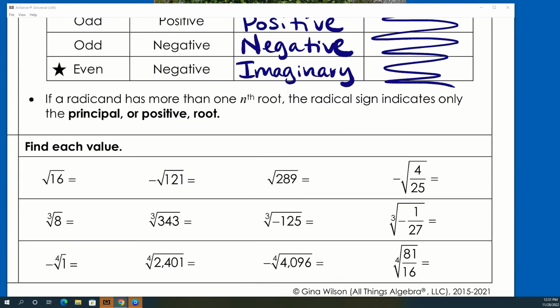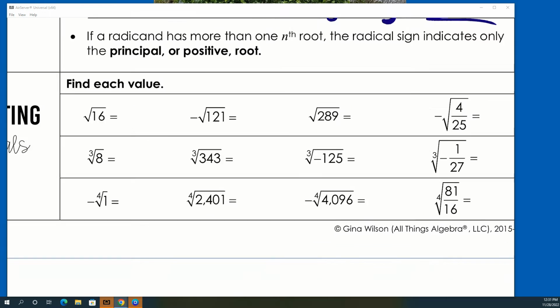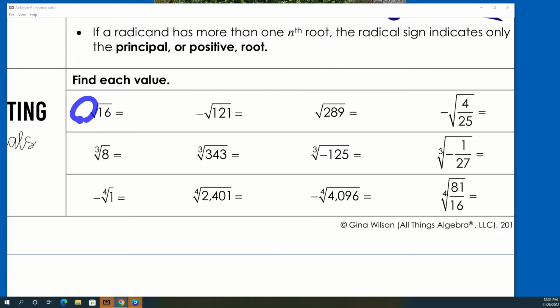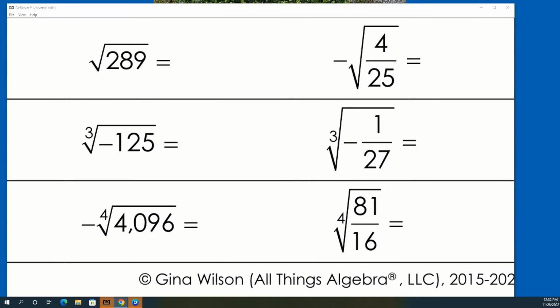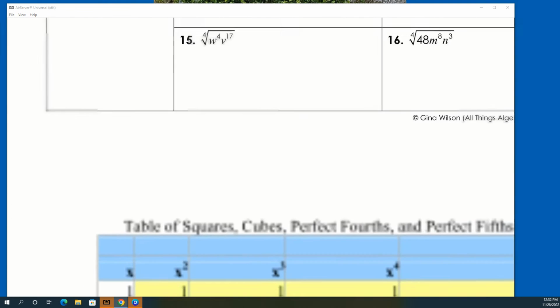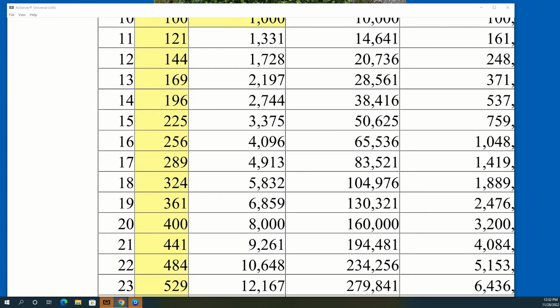All right. And so whenever it is an even root, to do the positive or negative, if there's nothing in front of it, they want the positive answer. If there's a negative in front of it, they want the negative answer. All right, so we're going to do some of these together, starting with the square root of 289. Now that's probably not one you have memorized, but 289 is in the list of perfect squares, and the square root is going to be 17.